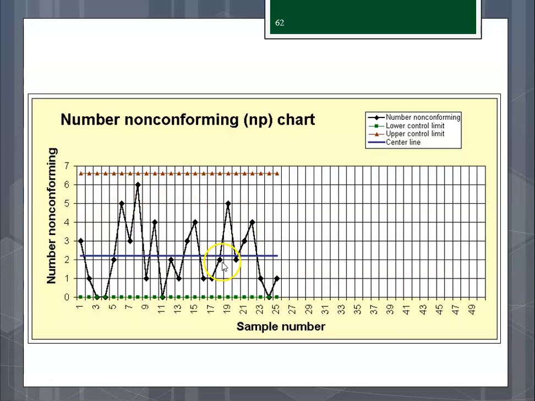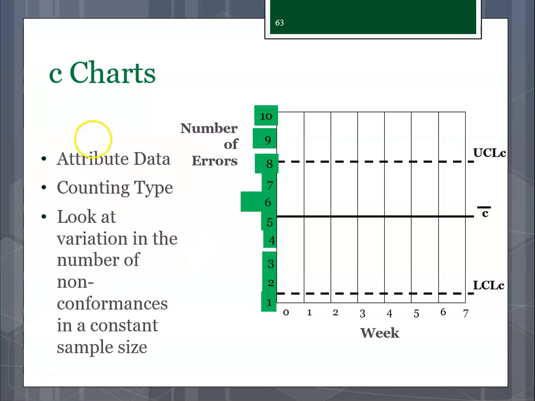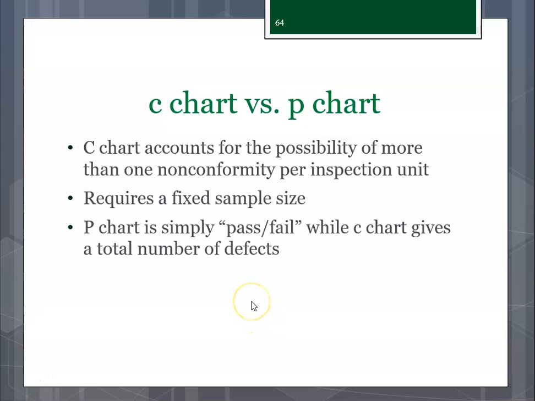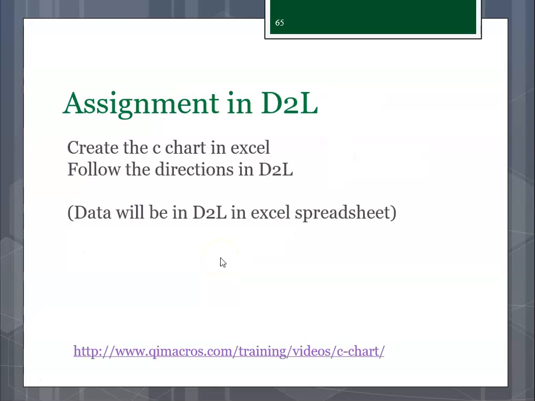Here's an example of a non-conforming chart. The C chart. This is attribute data now, counting type. You look at the variation in the number of non-conformances in a constant sample size. So what's the difference between a C chart and a P chart? The C chart accounts for the possibility of more than one non-conformity per inspection unit, so it requires a fixed sample size. The P chart is simply a pass or a fail, while C gives you the total number of the defects.